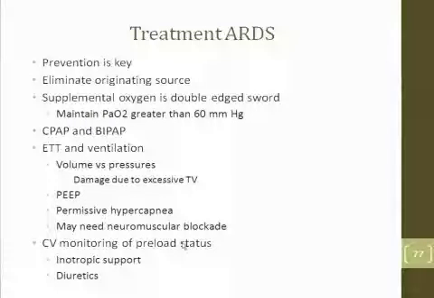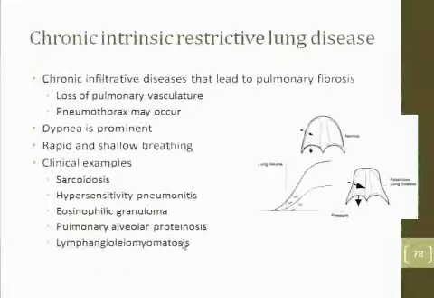One of the things with permissive hypercapnia is that the central respiratory drive becomes so intense that the person will try to breathe under all circumstances. One of the things you have to do is give them muscle relaxants. Cardiovascular monitoring of preload status is also pretty important, and you might have to give supplemental inotropic support.